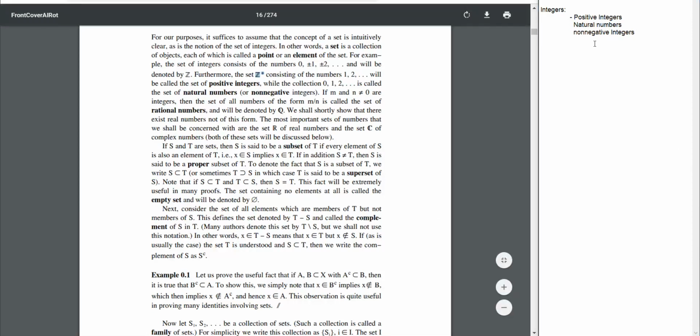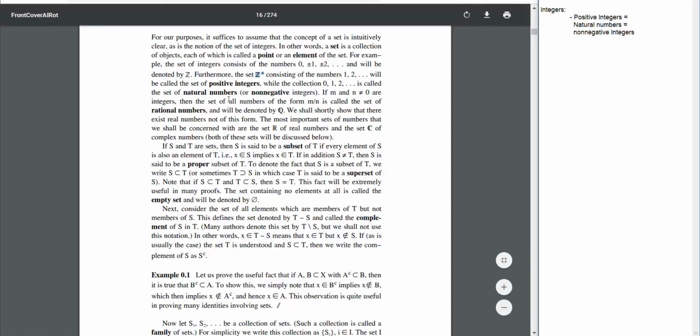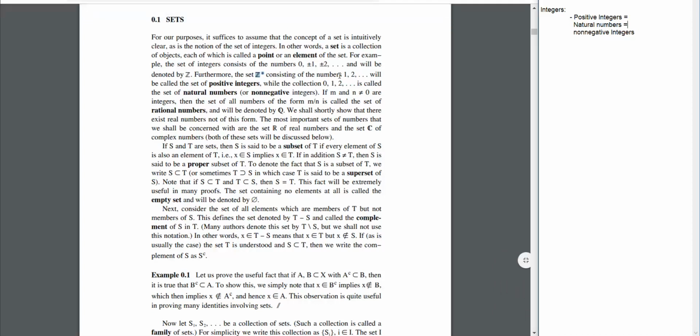Yeah, so this would equal this would equal this. So this is the full list of integers, positive and negative, and then Z plus consists of the numbers 1, 2. So you see we don't have the 0 here. The 0 is not part of this one, excluding the 0. Positive numbers exclude the 0.